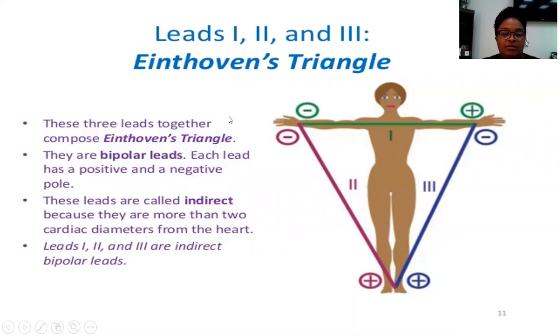Here's another picture of Einthoven's triangle. These three leads together compose Einthoven's triangle. They are the bipolar leads. Each lead has a positive and a negative pole, and these leads are called indirect because they are more than one to two cardiac diameters from the heart. Leads 1, 2, and 3 are indirect bipolar leads.